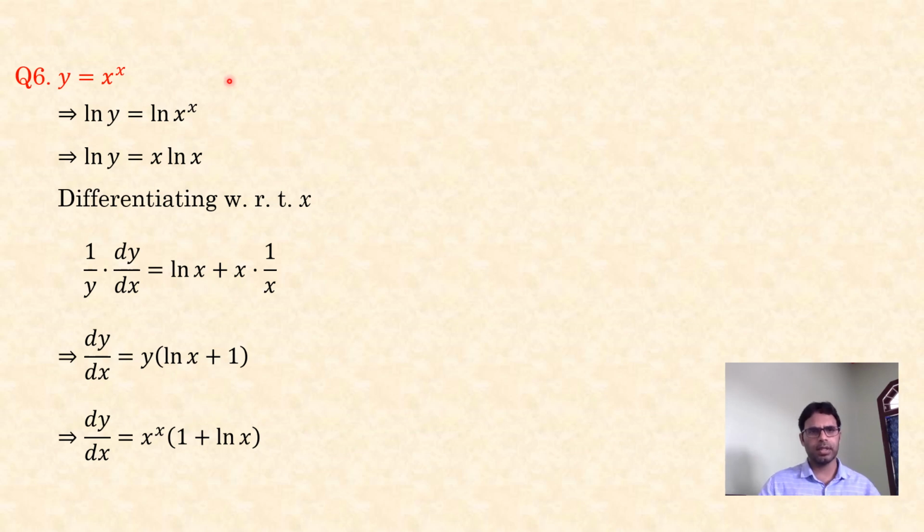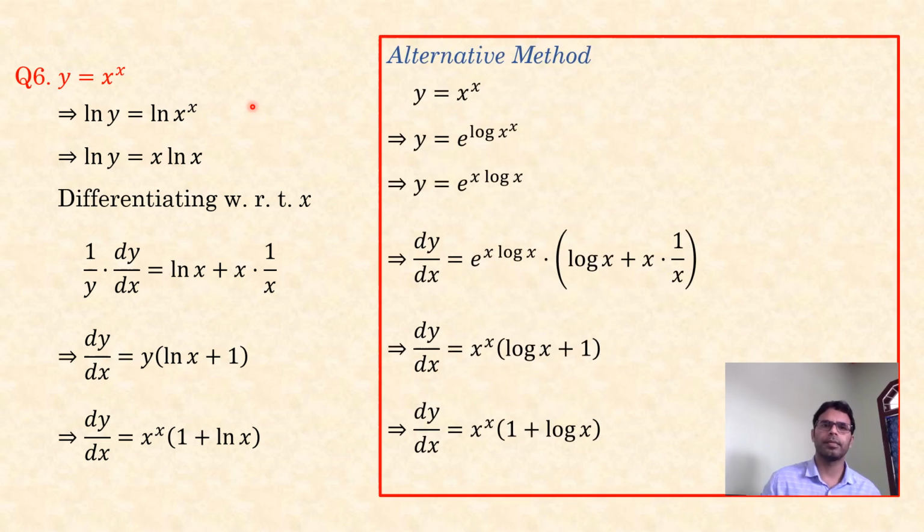Now you see this same problem can also be done by another method. We have an alternative method for these types of problems where base and power are variables, so you may use that method also. You see this alternative method. So y is equal to x to the power x. Earlier we took logarithm line by line, but here I am taking logarithm using some special property of logarithm.